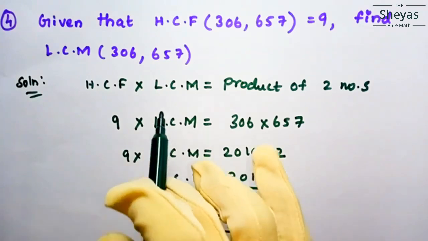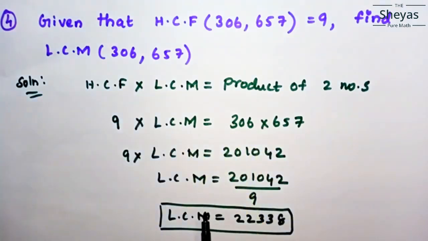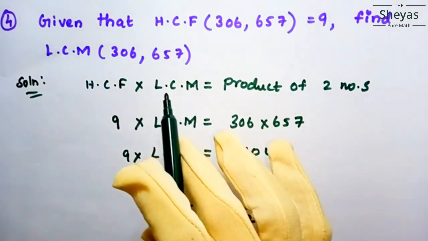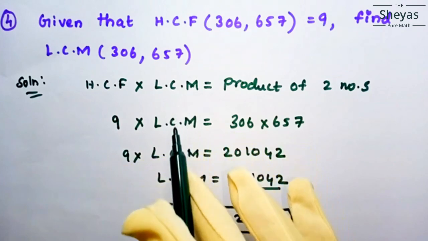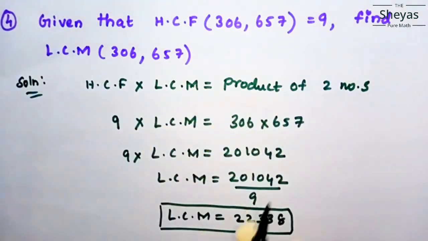In some problems, they might give you the LCM and ask you for the HCF. So you have to do the same thing: write down the LCM and find the HCF the same way, by applying this property.